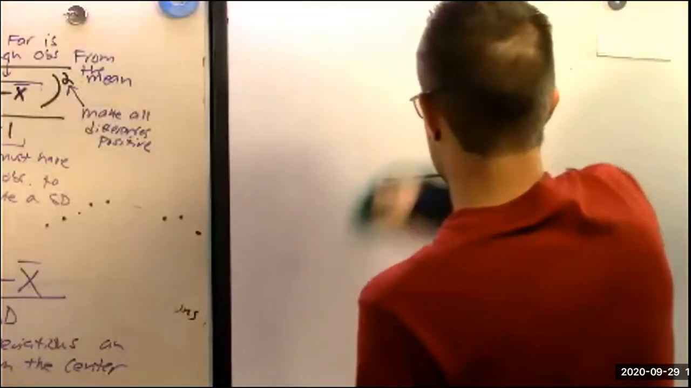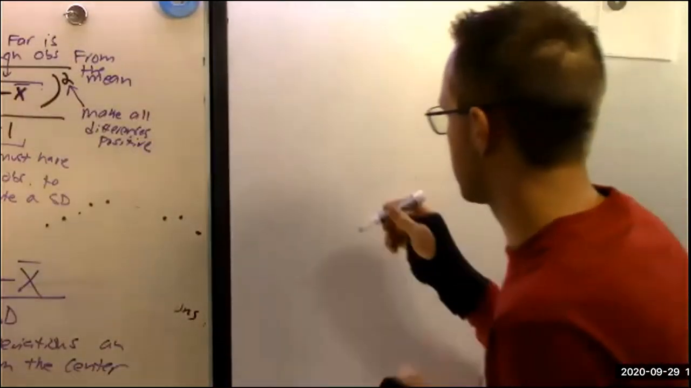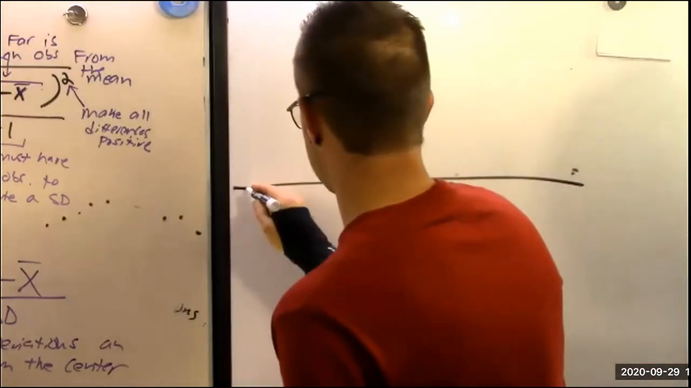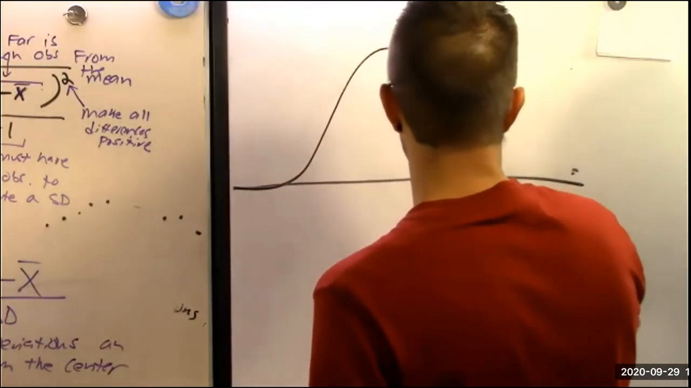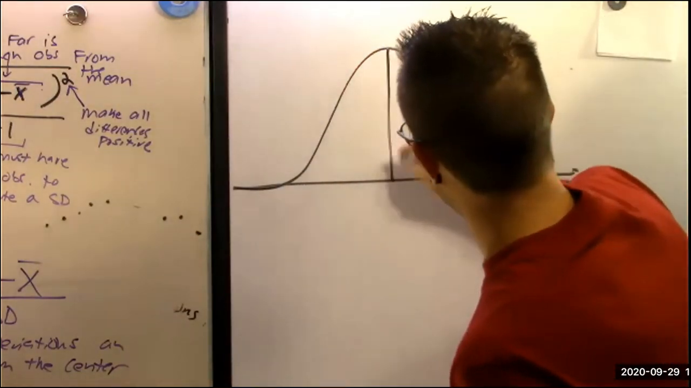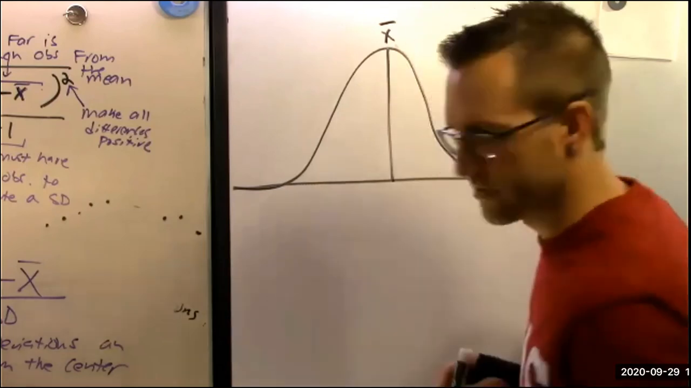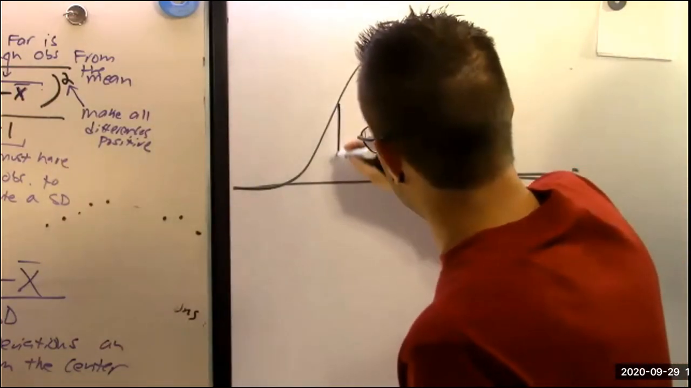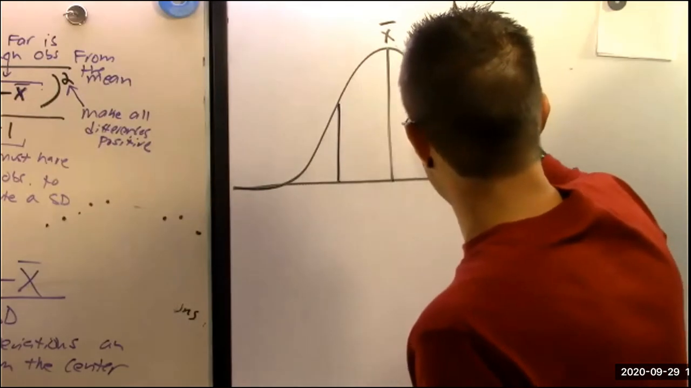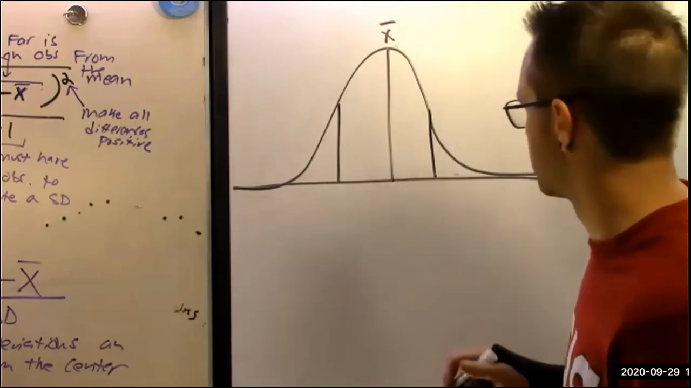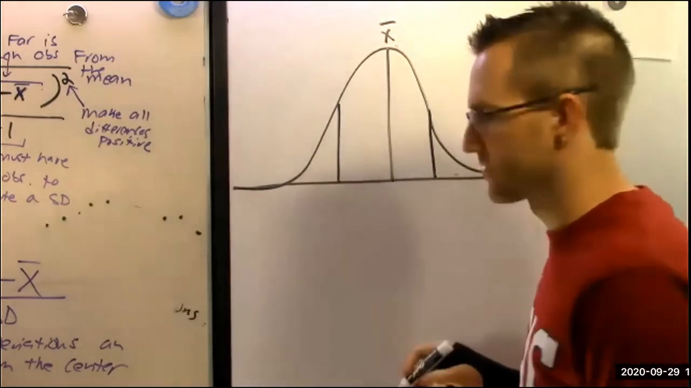That was a sad little bell curve for this most important diagram. Watch, I won't do much better on my second try. That's better. So here's our mean, X bar. And in normally distributed data, the bell-shaped curve, it's called a Gaussian distribution, is the mathematical term.